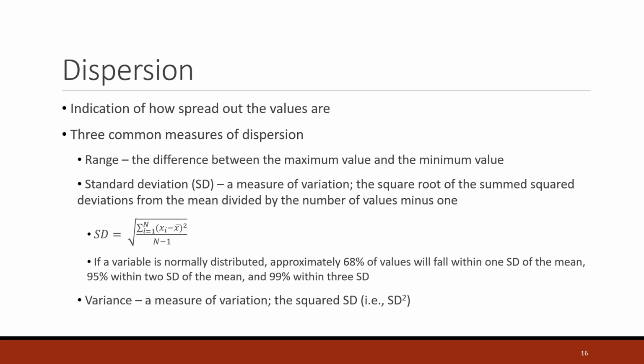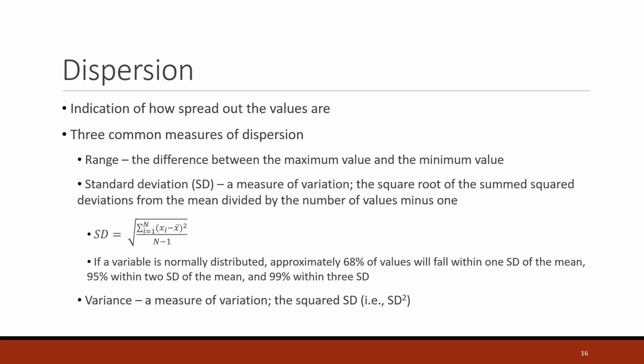Then we have the standard deviation, which is a measure of variation, and it's the square root of the summed squared deviations from the mean divided by the number of values minus 1. So if you got lost in all those words, the formula for it is directly below there. And a standard deviation is interesting and useful in that if a variable is normally distributed, approximately 68% of the values will fall within 1 standard deviation of the mean, 95% will fall within 2 standard deviations of the mean, and then 99%, so most of the cases, will fall within 3 standard deviations of the mean.